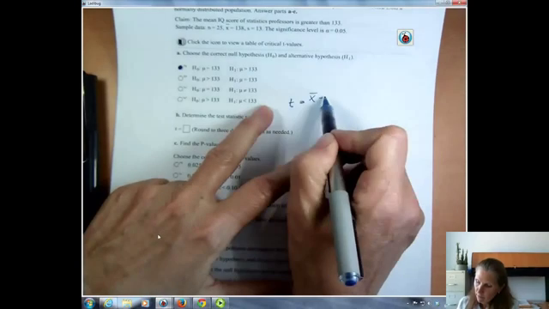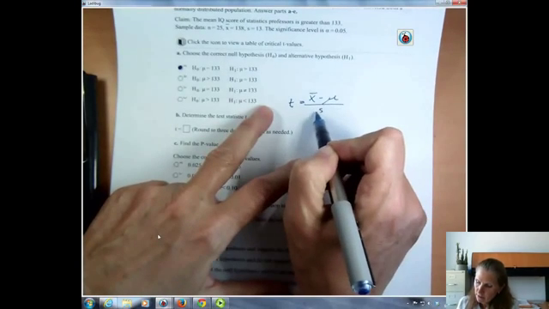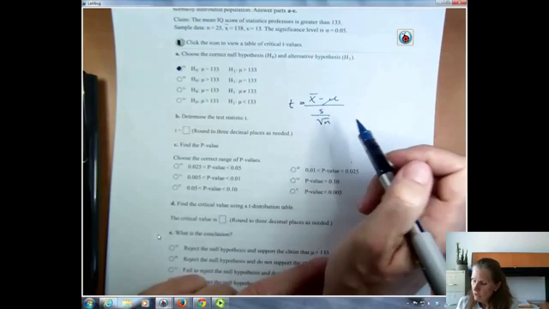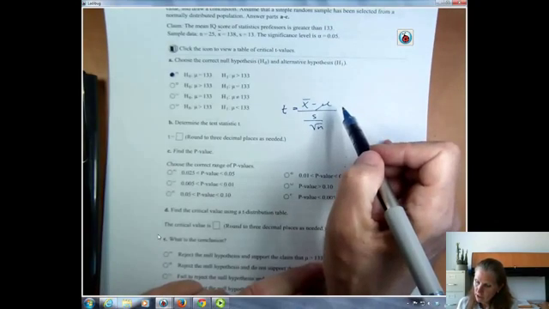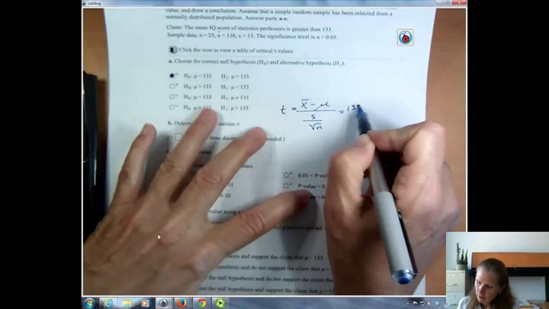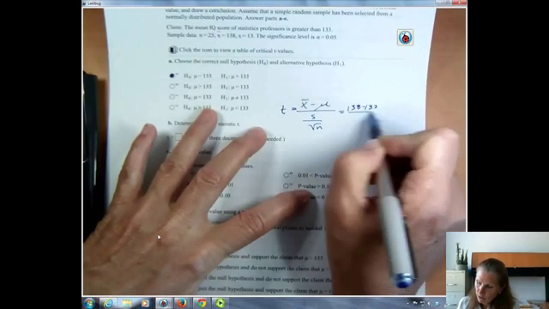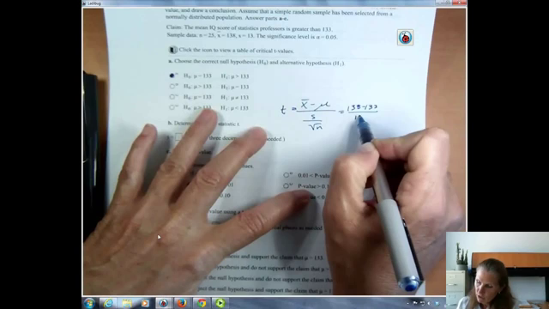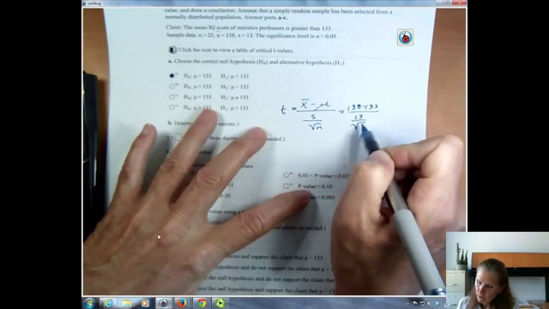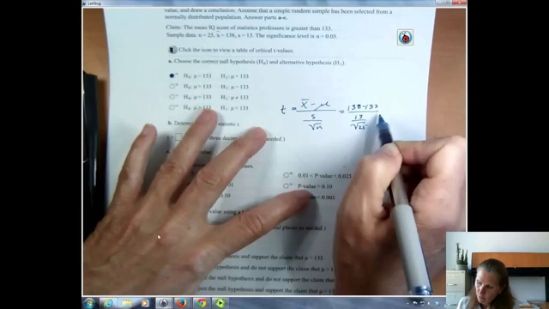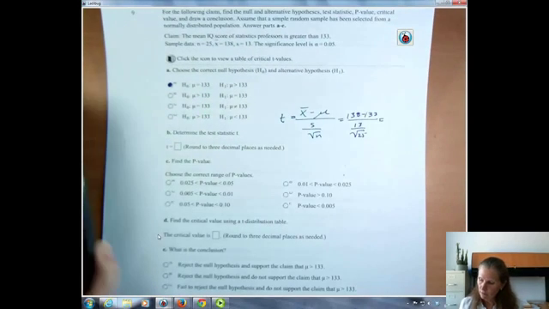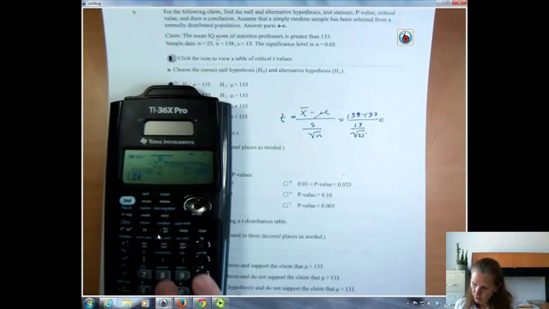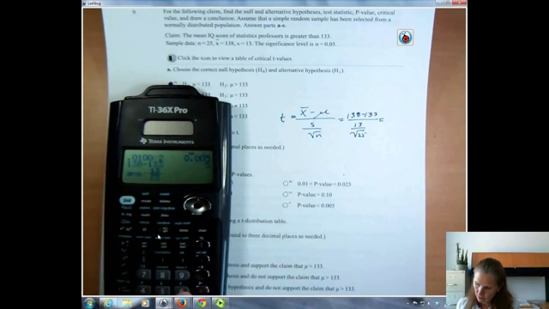I have x bar minus mu over s over the square root of n. So x bar is 138 minus mu, which is 133. Standard deviation is 13. And n is 25, so the square root of n is 5. Brilliant statistics professors that they went out and found. Okay, so we have 138 minus 133, and then we're going to divide by this fraction, 13 over second function square root of 25.